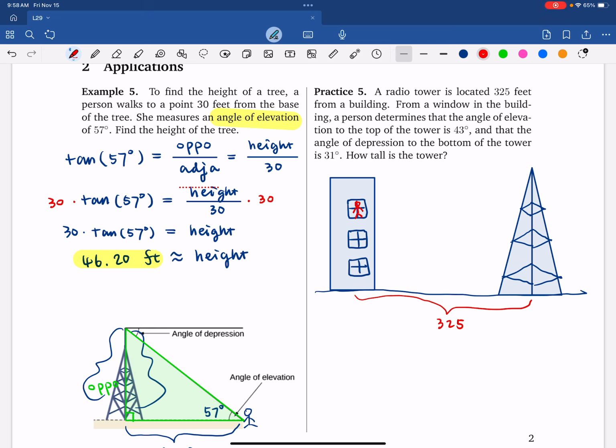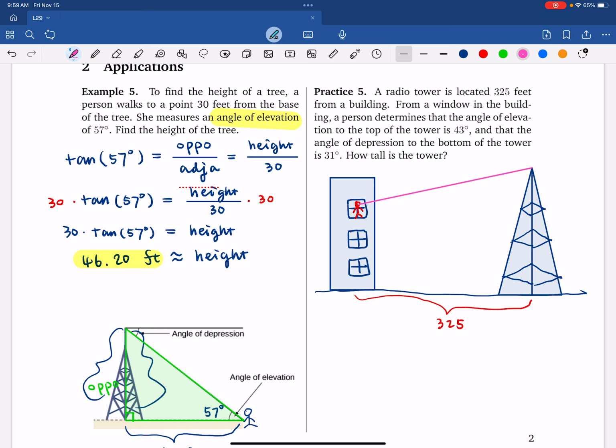From a window in the building, a person determines that the angle of elevation to the top of the tower is 43 degrees. So this person will look upwards, and that's the top of the tower. I should probably make the tower a little bit taller, but it's fine.